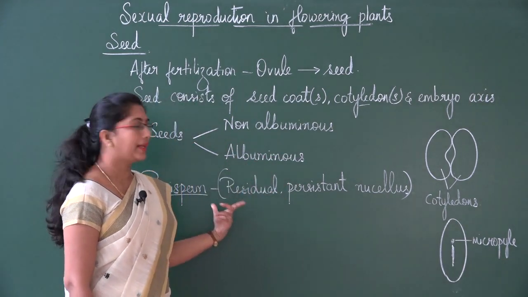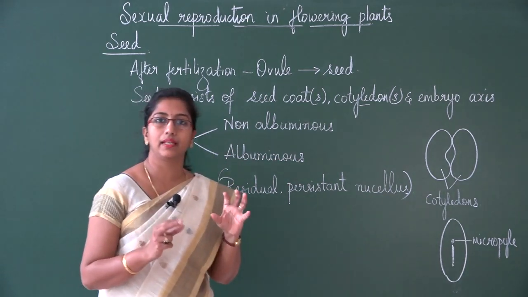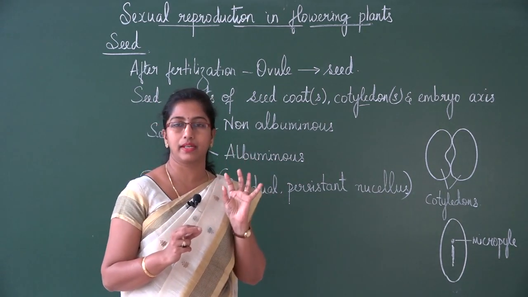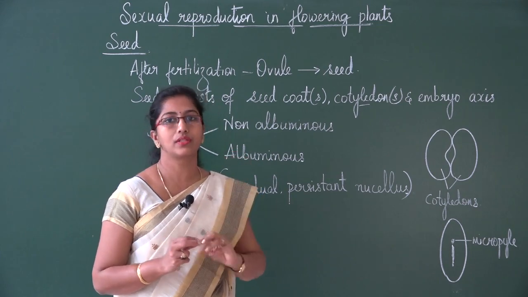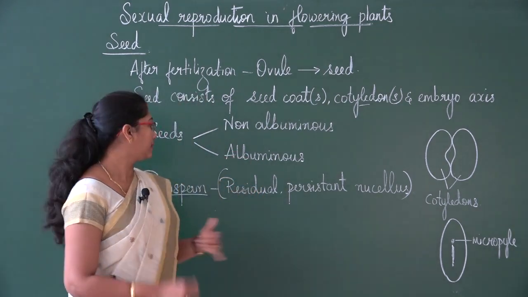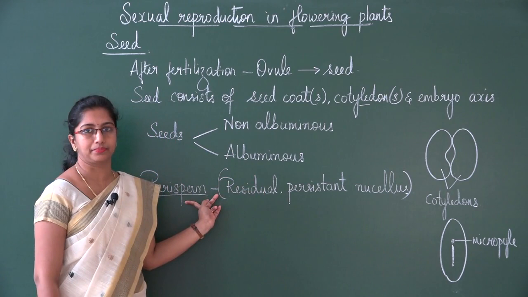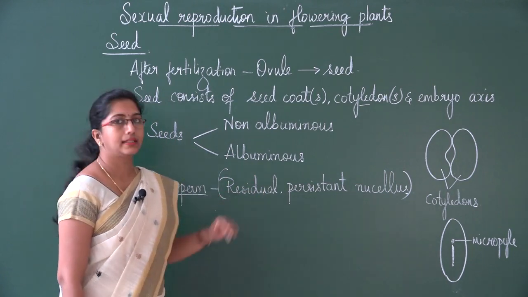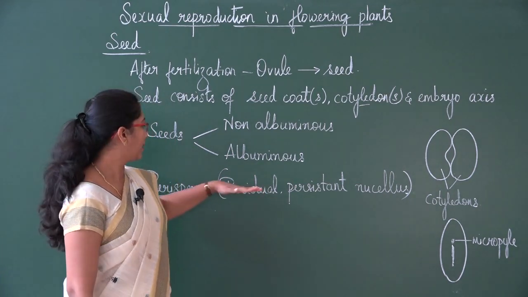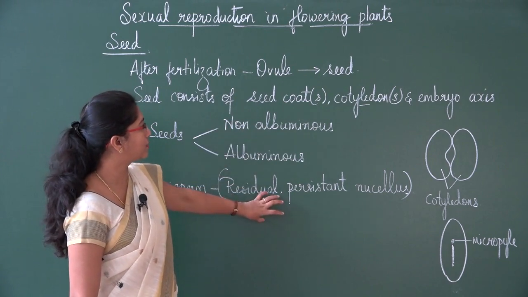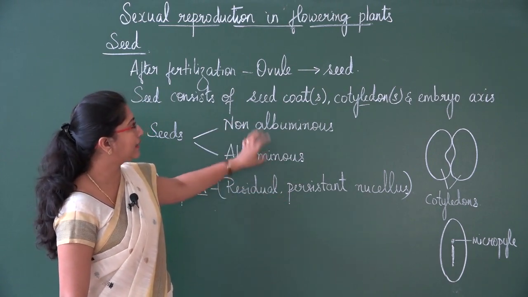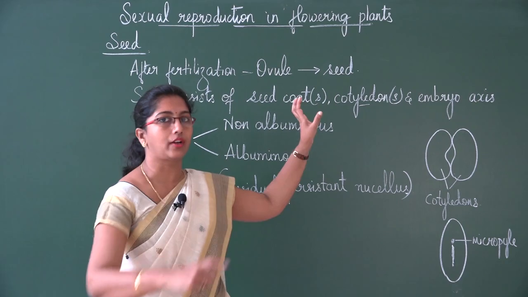And perisperm, that is in the seed, even the nucellus in some seeds, a part of nucellus is also remaining, and we call this as perisperm. So that is the explanation for this seed, that is we have started with the cotyledon.